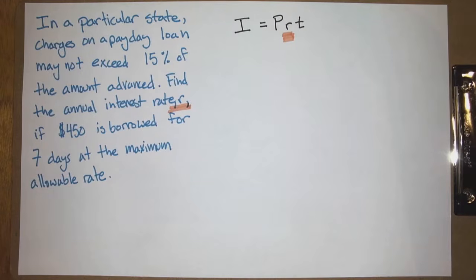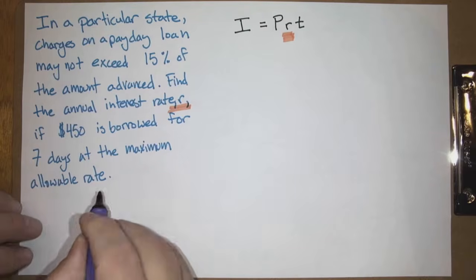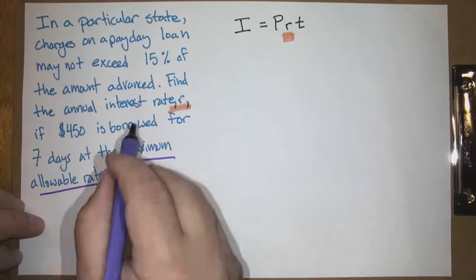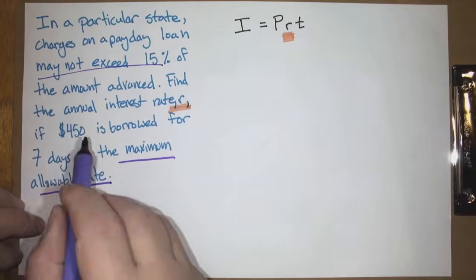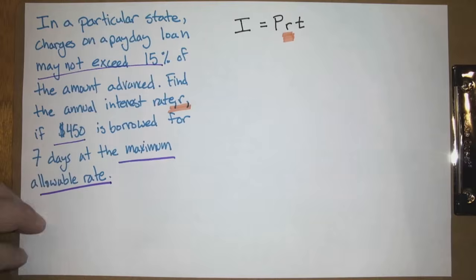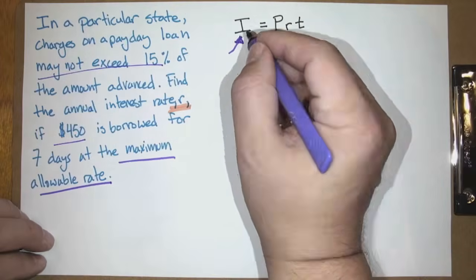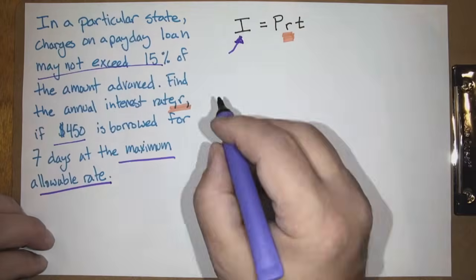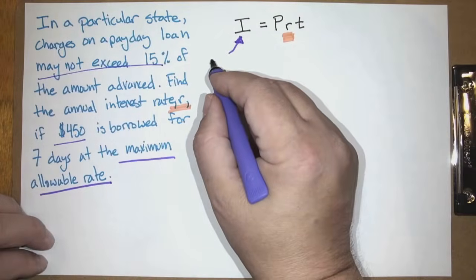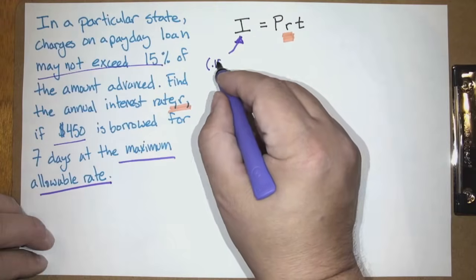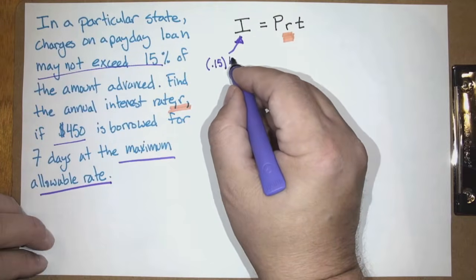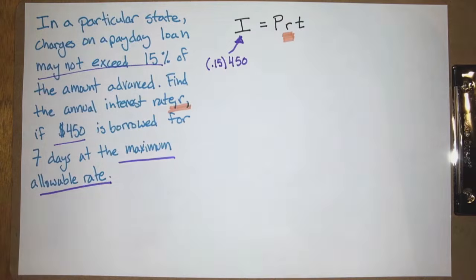Okay, I. That's your interest. That's like the fee. What's our fee? Well, we're doing the maximum allowable rate. We're told the rate can't be more than 15% of the amount advanced, and we're told 450 was the amount that we borrowed. So, if we tie all of that together, what does I become? It becomes 15%, which is 0.15, times 450. So 15% of the amount borrowed.